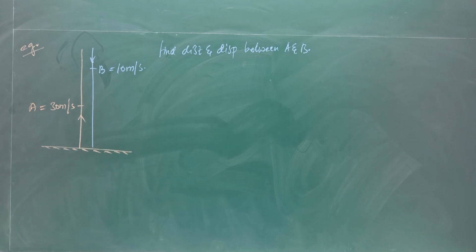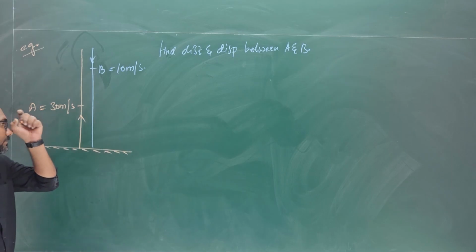Okay, how many of you got the answer now? A and B. Distance? You got 50. Displacement? 40. What about you? Okay, you got distance 40, displacement 40. Beta, you should know now what the answer should be. Displacement is 40. Okay, let's see.